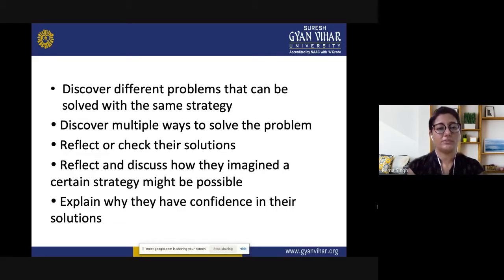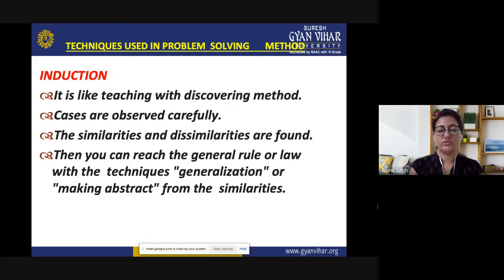Discover different problems that can be solved with the same strategy. Discover multiple ways to solve the problem. They have to learn to reflect upon their performances, check upon their solutions, reflect on the problems which they have gone through, discuss how they imagined a certain strategy might be possible. So they should have evidence behind every solution which they have done. Explain why they have confidence in their solutions, why they have reached a certain conclusion.